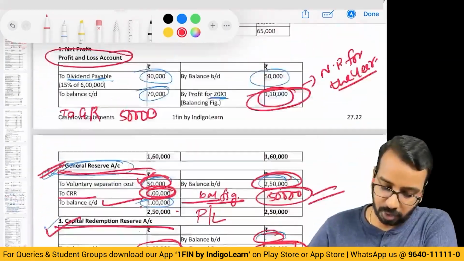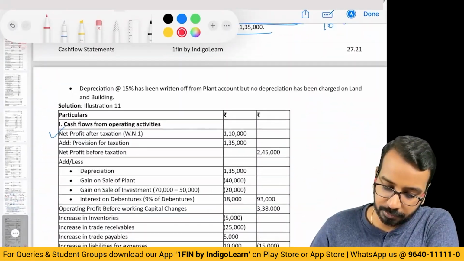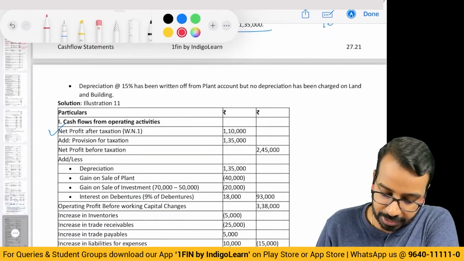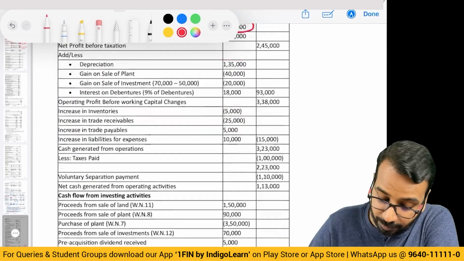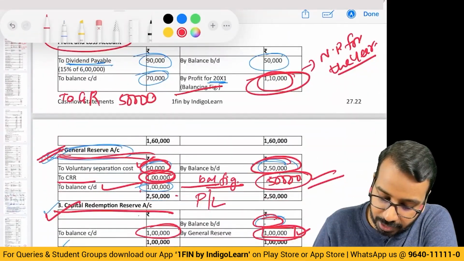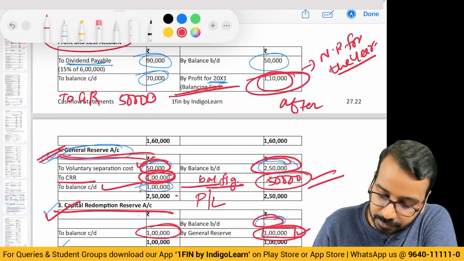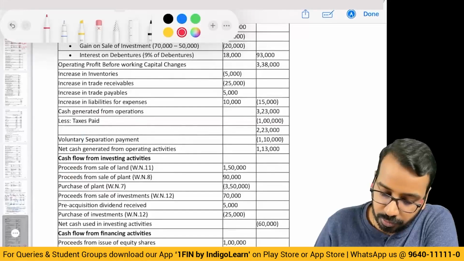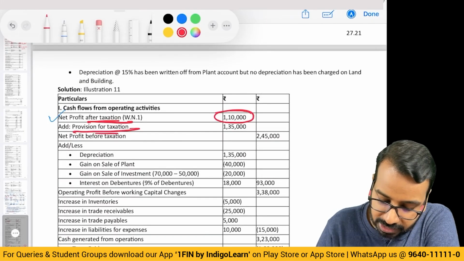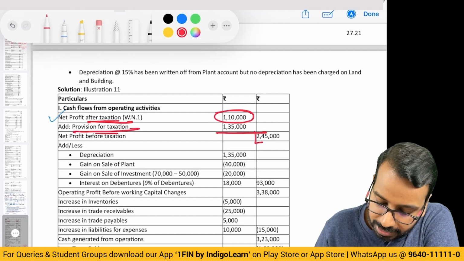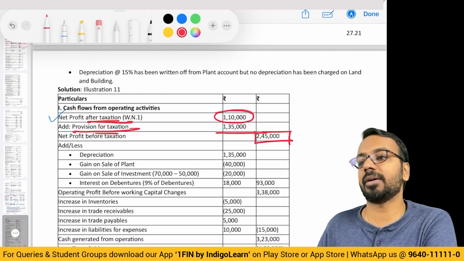Right. So then we got net profit for the period 1,10,000. Now this net profit that you have got here is after tax. So you have to clearly write after taxation and add back the provision what is given in the question, 1,35,000. You get net profit before taxation 2,45,000.